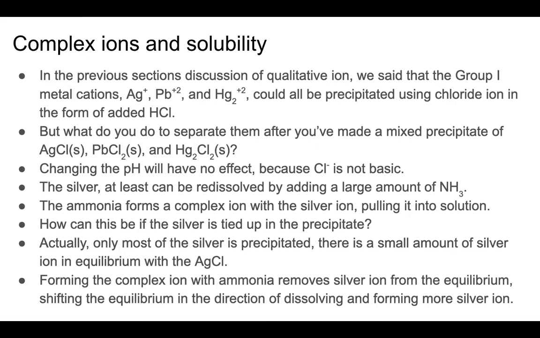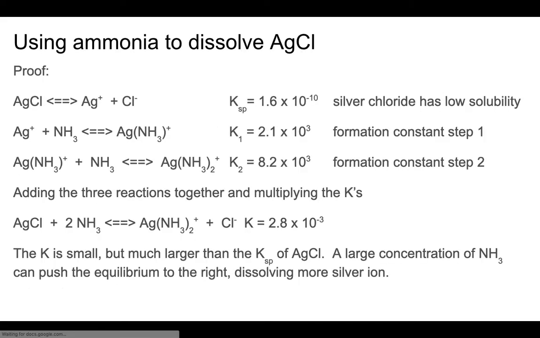If you form a complex ion with it, that's the same as removing a product by turning it into something else. And now that's going to shift the equilibrium to the right, which is going to make more silver chloride dissolve. So you can actually dissolve the silver chloride out of this precipitate of lead 2 chloride and mercury 1 chloride by using this ammonia molecule to make a complex ion.